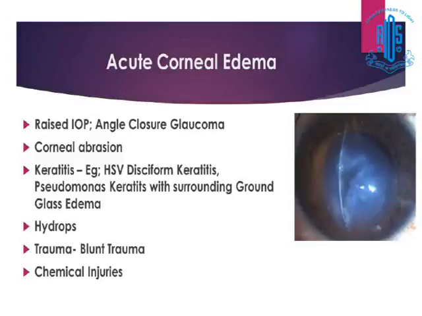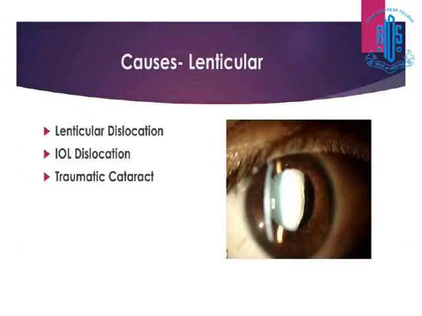Hydrops, which occurs in keratoconus and other corneal ectasias. Trauma, blunt trauma, the patient reports with corneal edema. Chemical injuries because of acid and alkali, where a patient can have acute corneal edema. Coming to the lenticular causes, amongst the lenticular causes, the patient can have lenticular dislocation, IOL dislocation, and traumatic cataract. So these are basically the lenticular causes which can lead to acute sudden vision loss.